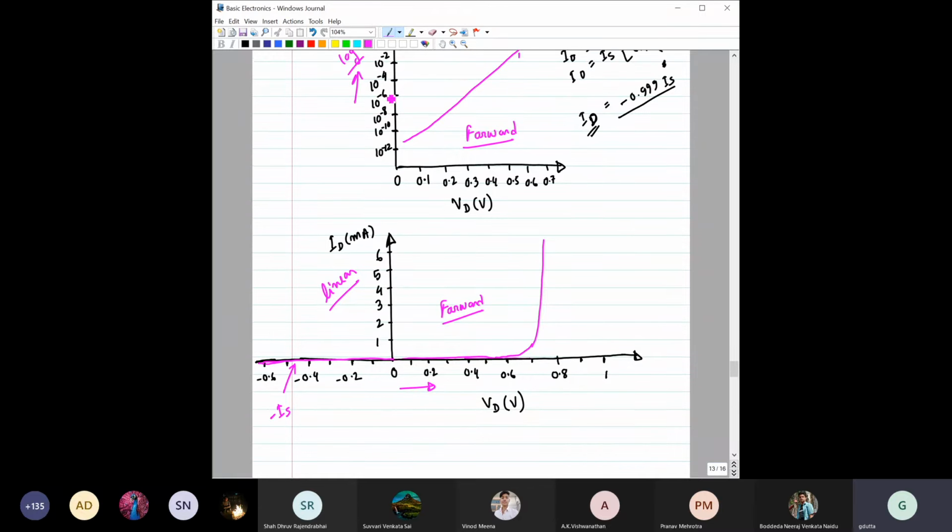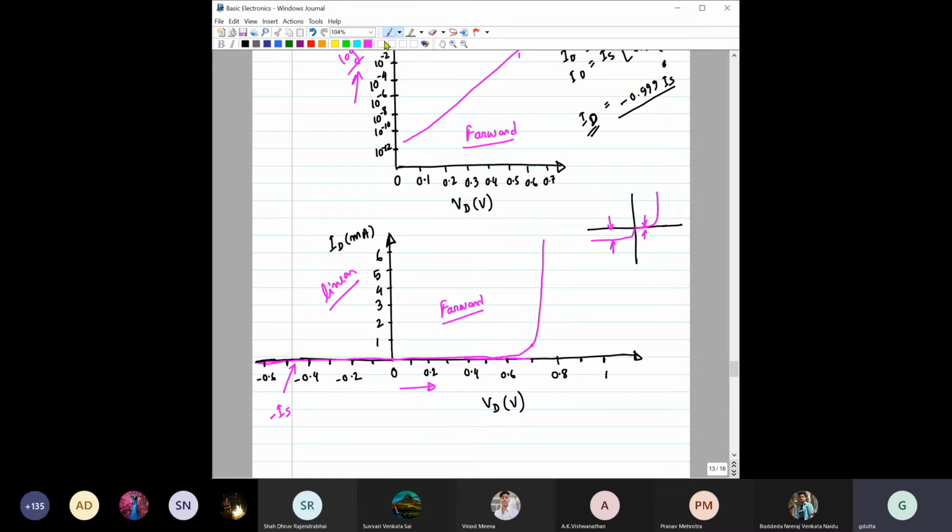Now, in some books, or maybe in your Neamen book also, in some places you will find the characteristics in linear scale drawn in this way. Say in the forward bias it is like this, and in the reverse bias it is like this. Here you might get confused, right? The current appears to be almost close to zero. Then you might think, how come the reverse bias current is so large? Because the forward bias current always has to be higher than the reverse bias current, right?